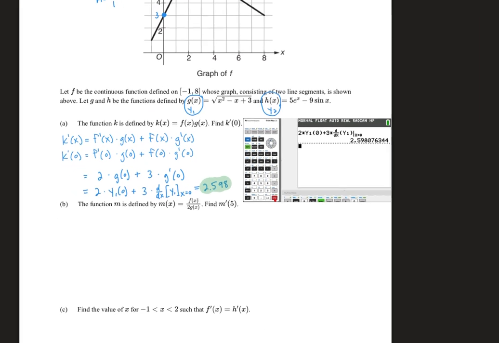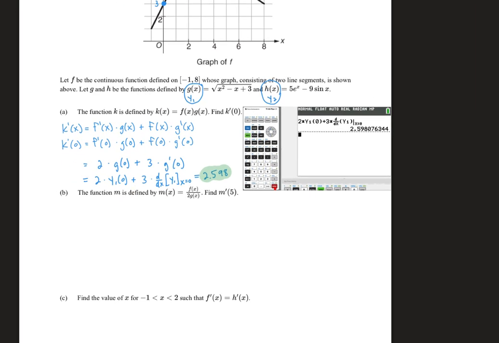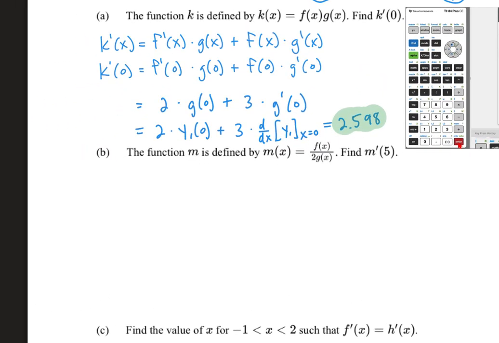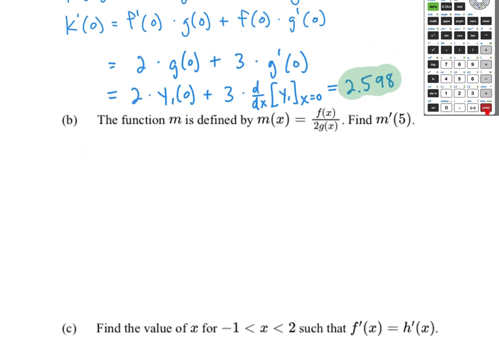Okay, next one. They say the function m is defined by m of x equals f of x over 2 times g of x, and they want us to find m prime of 5. Just like the last one, first we'll find m prime of x, and then we'll plug in 5 for all the x's. So just like the last one, we'll start this one by hand, and then we'll go to the calculator.